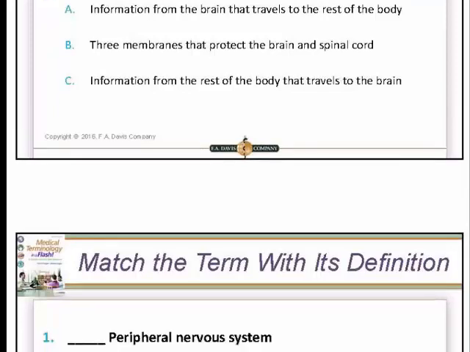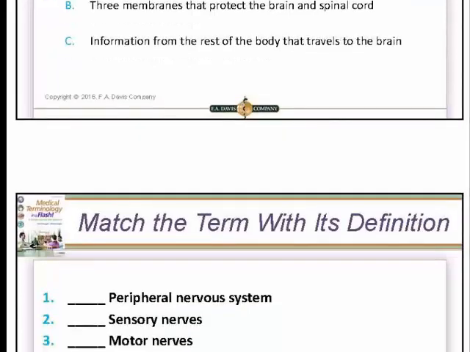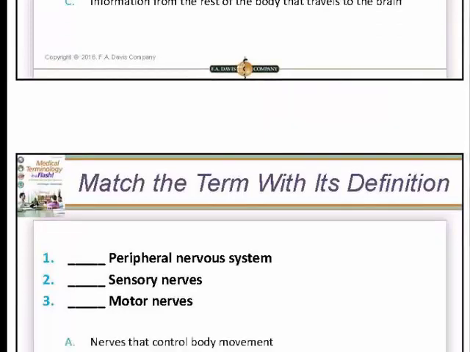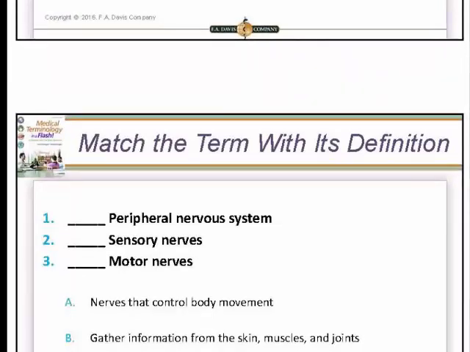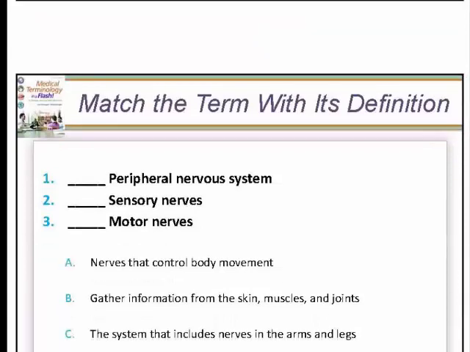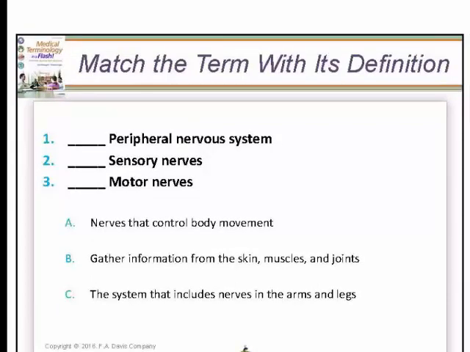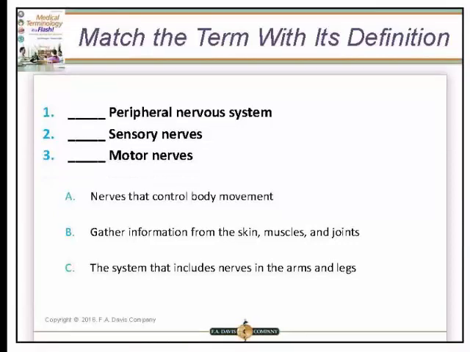An important part of the PNS is the autonomic nervous system, ANS, which controls involuntary functions. It consists of motor nerves to smooth muscle, cardiac muscle, and glands such as sweat glands and salivary glands. It is further divided into the sympathetic and parasympathetic nervous systems. The sympathetic nervous system is responsible for the survival response known as the fight or flight response. This response prepares a person for action, whether it is to fight in self-defense or run from danger.